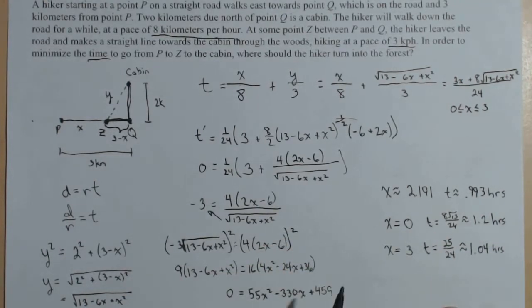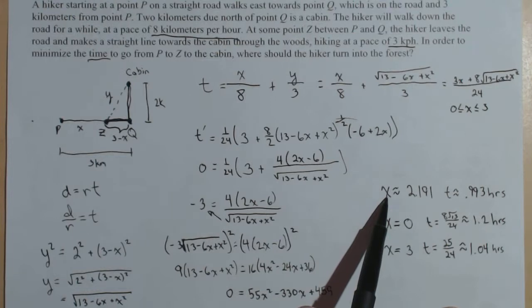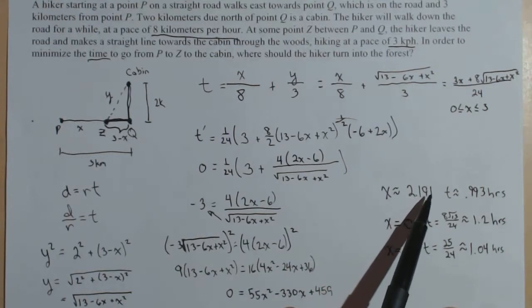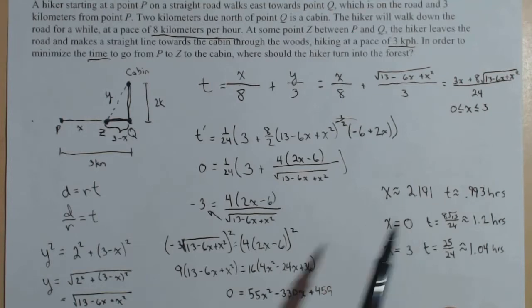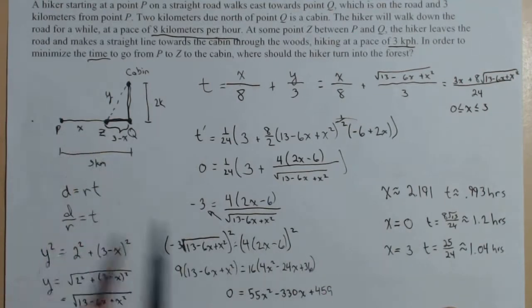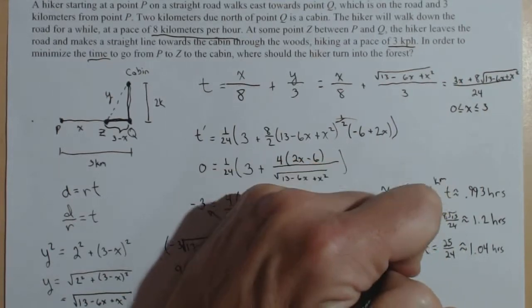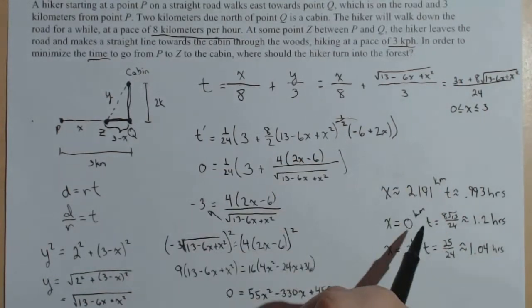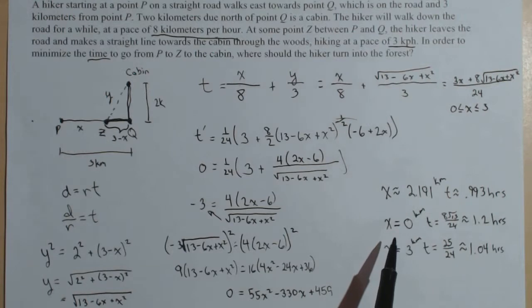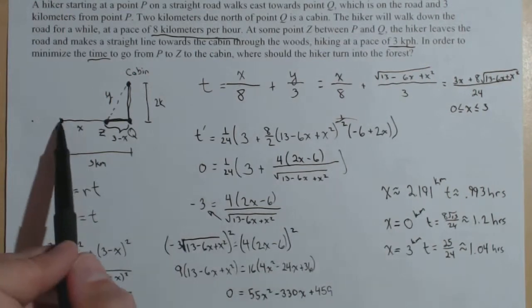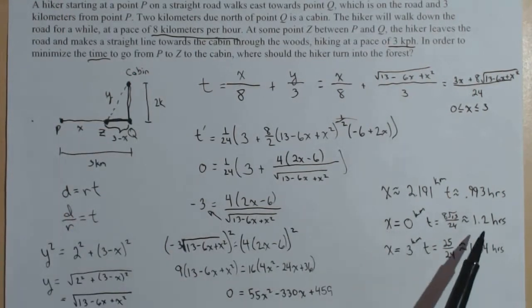So the quickest time that we could get there is for him to deviate through the woods at 2.191 kilometers from point P. So remember, all these are in kilometers. The maximum time is going to come if he walks straight to the cabin through the woods, because he's walking at a slower pace, and it would take him approximately 1.2 hours.